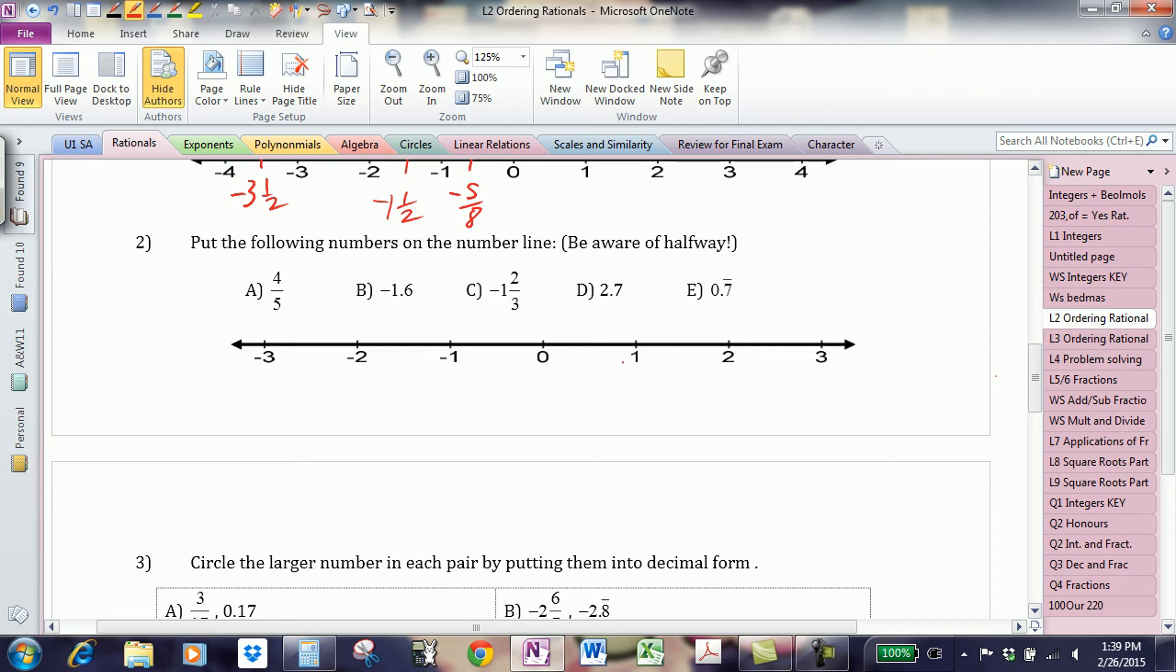Okay, next one. Put the following numbers on a number line. Be aware of halfway. So use halfway as a reference guide. What do you think you want to do with those fractions? Yeah, you can put them into a decimal. Or divide it up into fifths. So 1, 2, 3, 4, 5. And 4/5 would be right there. Okay, go ahead for B.